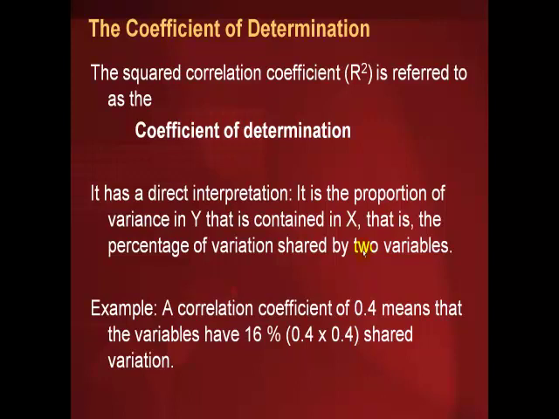So for example, let's suppose you had a correlation coefficient of 0.4. If you square that, you'll find that it yields 0.16. In other words, we can say that 16% of the variance in the one is shared with the variance in the other, which is not very, very strong. But it gives us a meaning that we can understand.